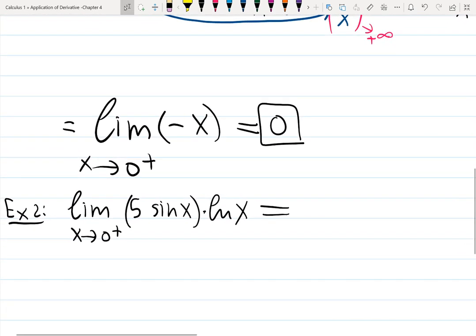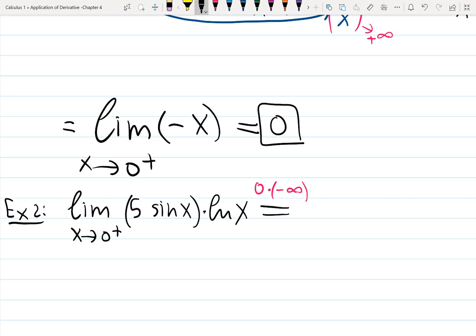Let's see. What's happening with sine at 0? It is 0. What's happening with log at 0 from the right? It's minus infinity. So this is the case 0 times minus infinity. The extra question, what happens with 5 when x goes to 0? Nothing happens with 5. It doesn't go anywhere. It's a constant, so it's just 5.